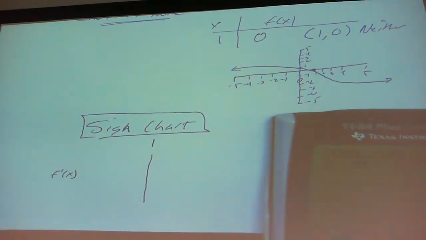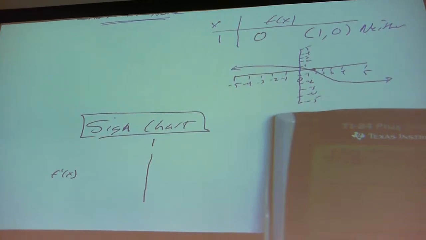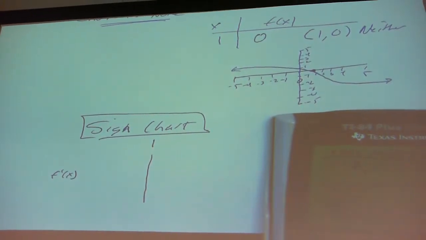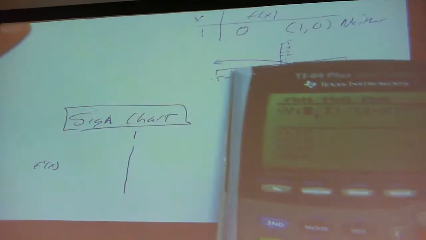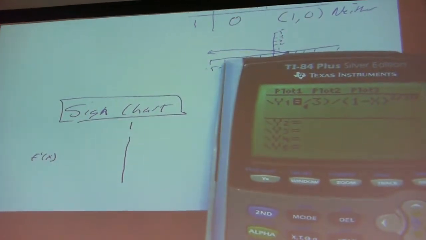So I go to y equals, the derivative is -1/3 divided by, you can do the original or simplified, either one, 1 minus x raised to the 2/3. So we plug the derivative in y1.